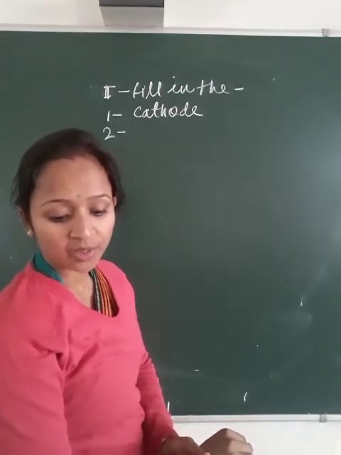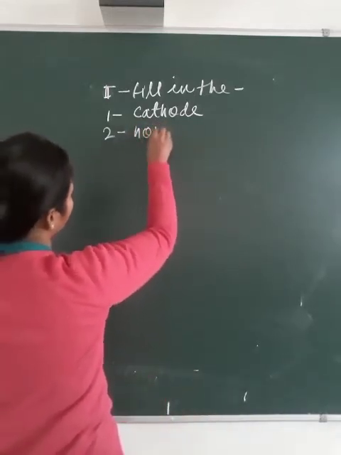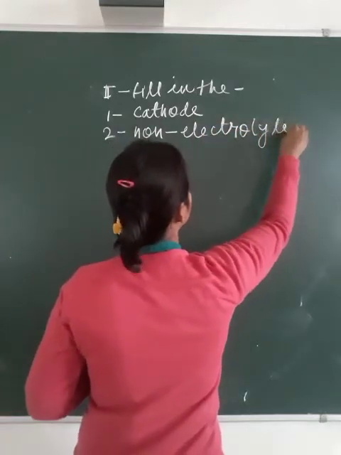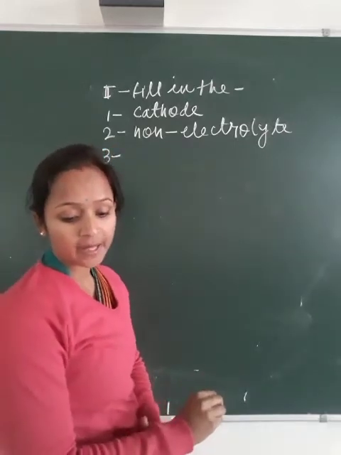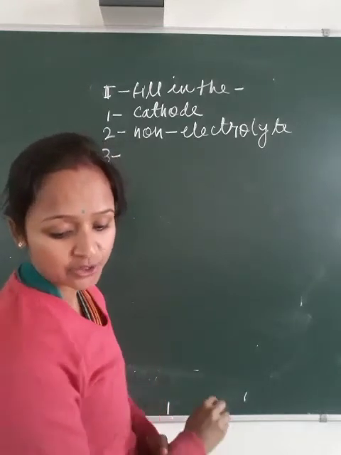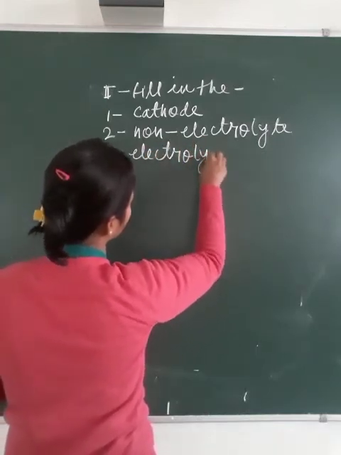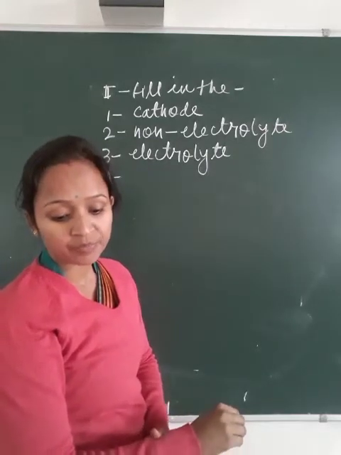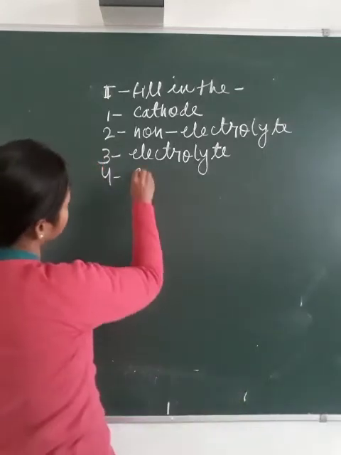Alcohol is a non-electrolyte. Third one, addition of caustic soda in distilled water makes it an electrolyte. Fourth one, the anions in an electrolyte are discharged at anode.